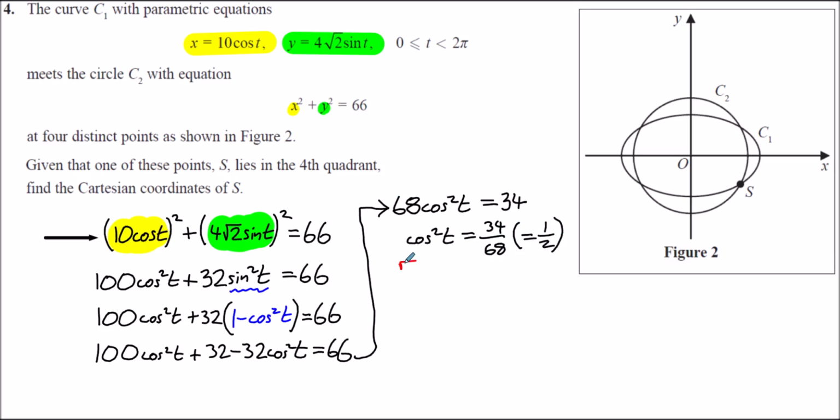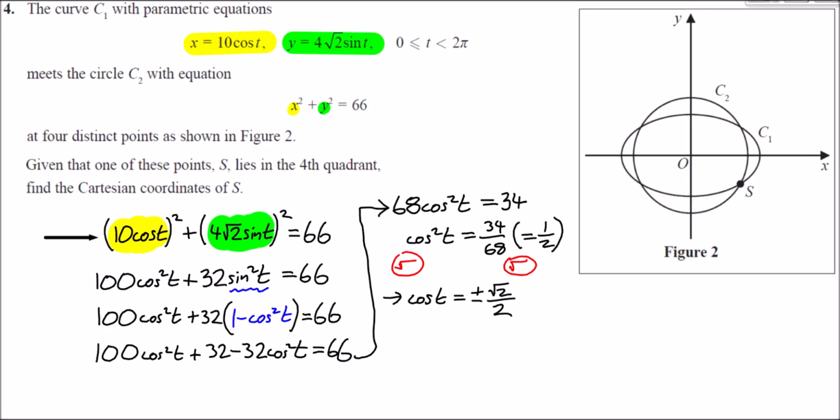Square root both sides now. We get cos t is going to be plus or minus the square root of a half. So if you square root a half, that's going to be root 2 over 2. So cos t is plus or minus root 2 over 2.